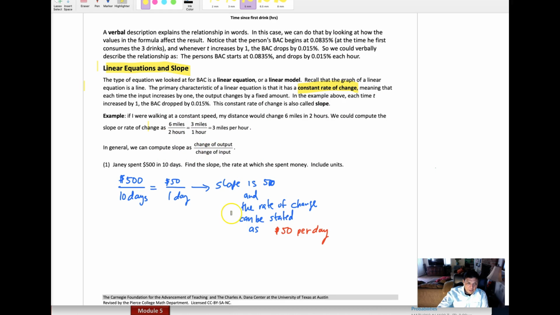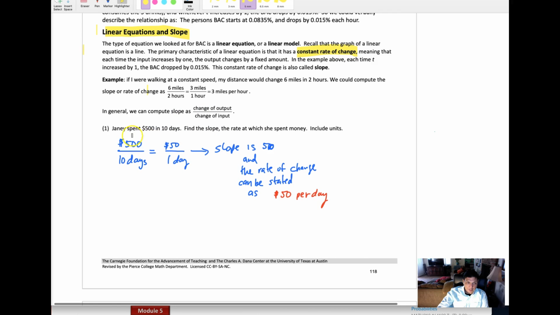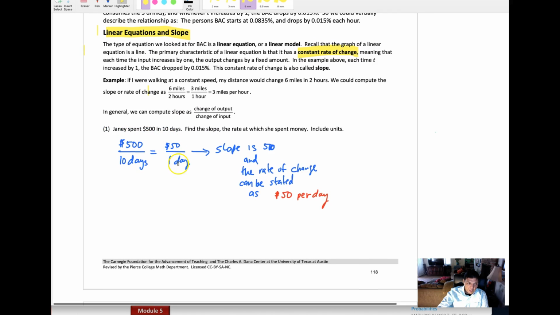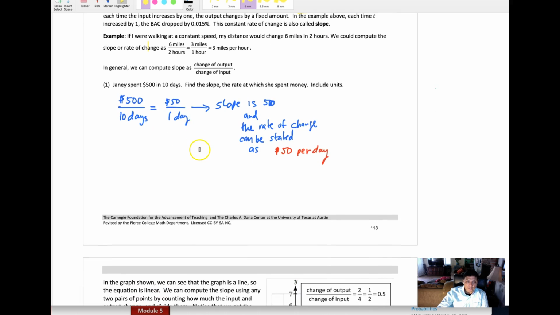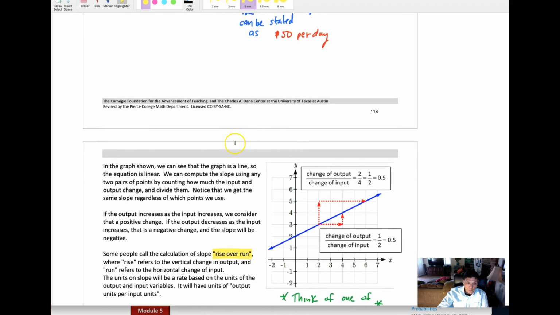Here are some examples. Here's a situation: $500 in 10 days. What's the rate of change if she spends at that rate, $500 in 10 days? For the slope, we want to get it into a unit rate, meaning instead of $500 per 10 days, we would say $50 for 1 day. So that's what we're looking at here, $50, and that would be what we call the slope.